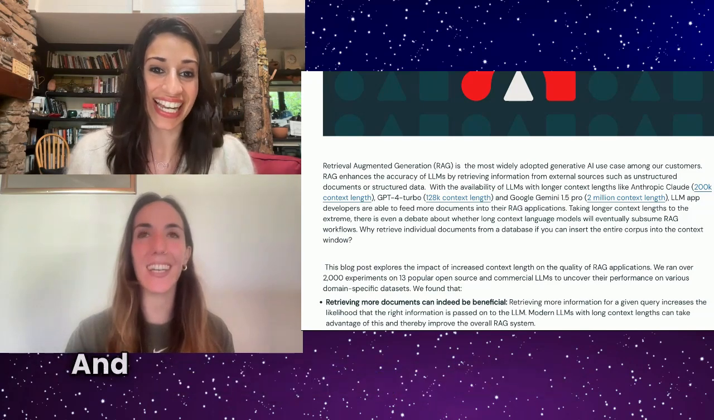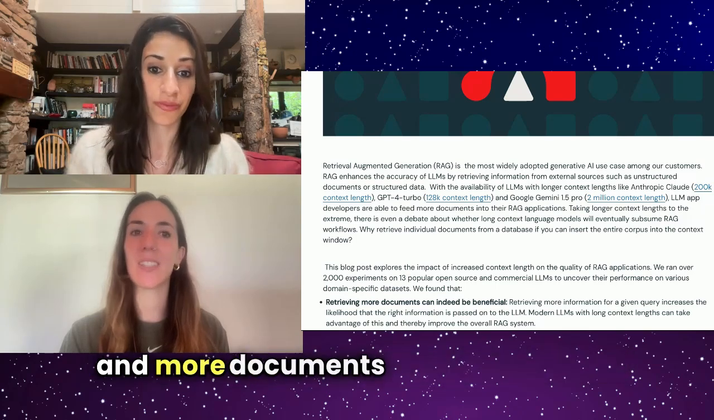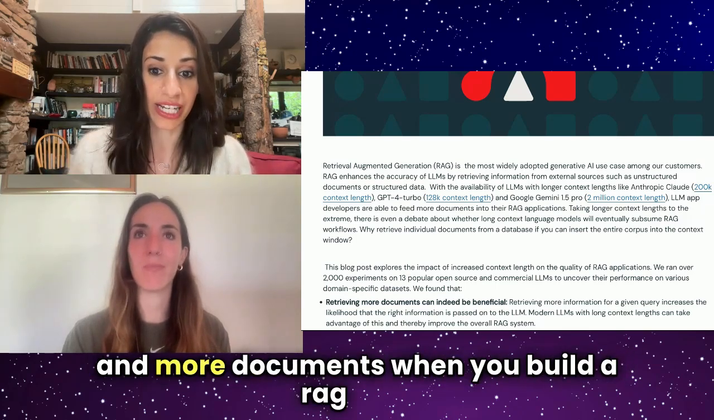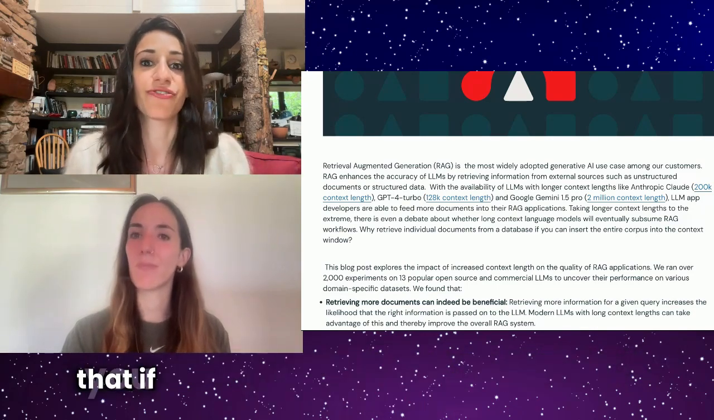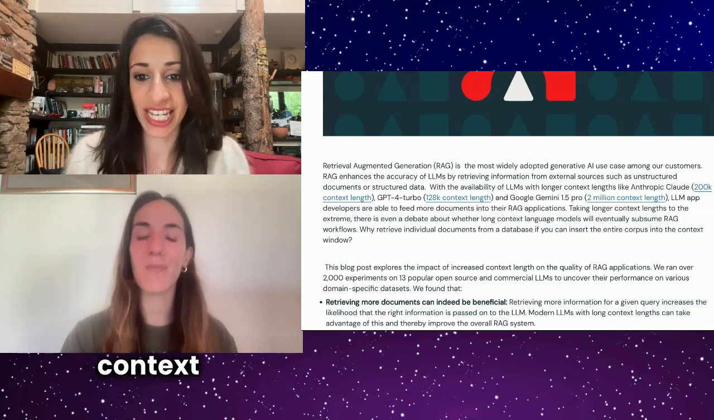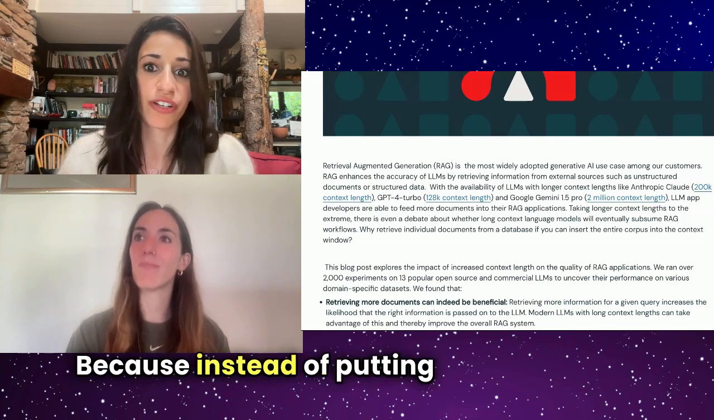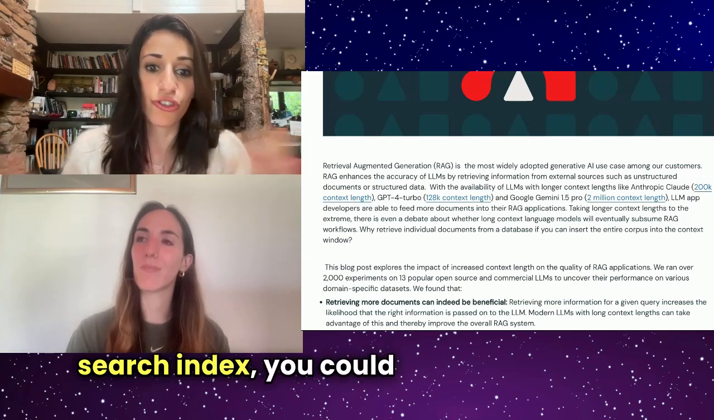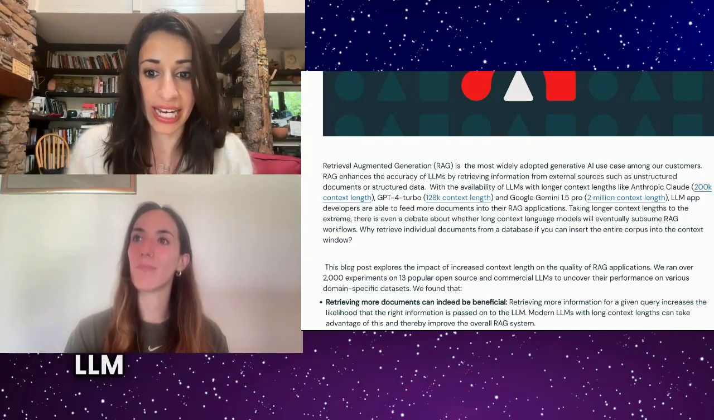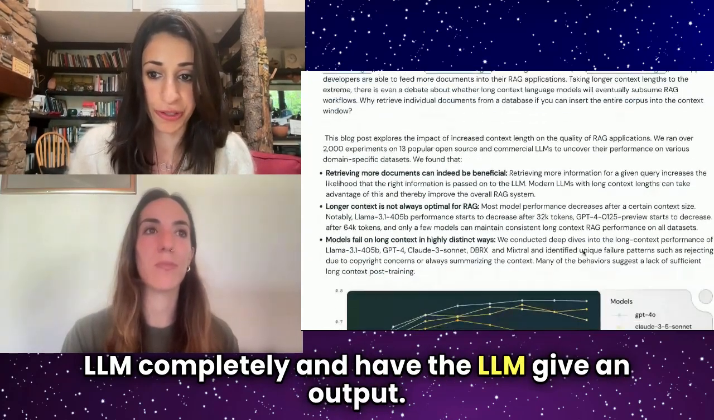Right? Yeah. And because of that, you can feed more and more documents when you build a RAG app. But then there's a debate, apparently, around the fact that if you have LLMs that have really long context length, do you even need a RAG system? Because instead of putting a corpus into a vector search index, you could just feed that into your LLM completely and have the LLM give an output.